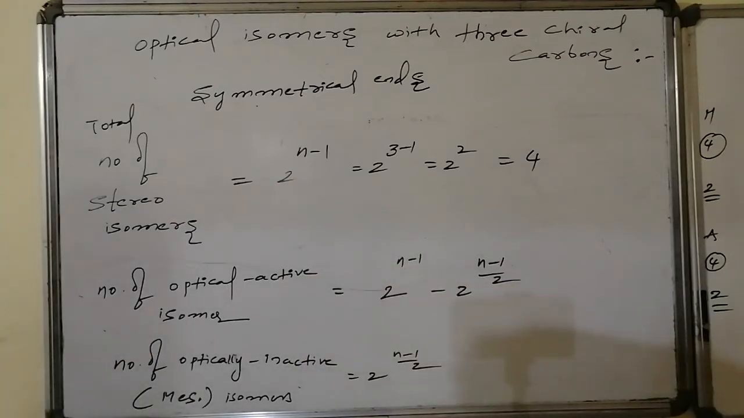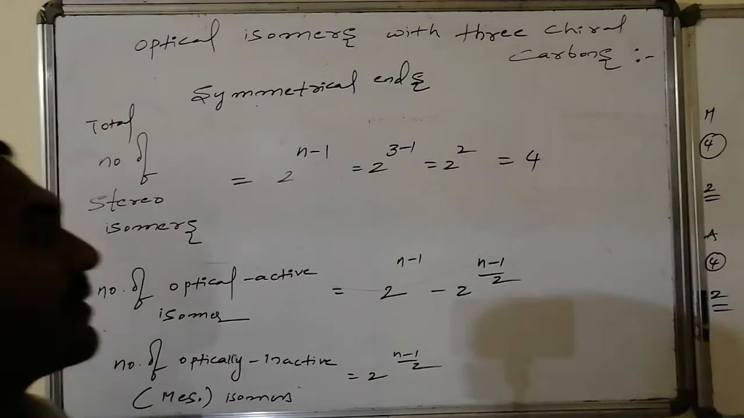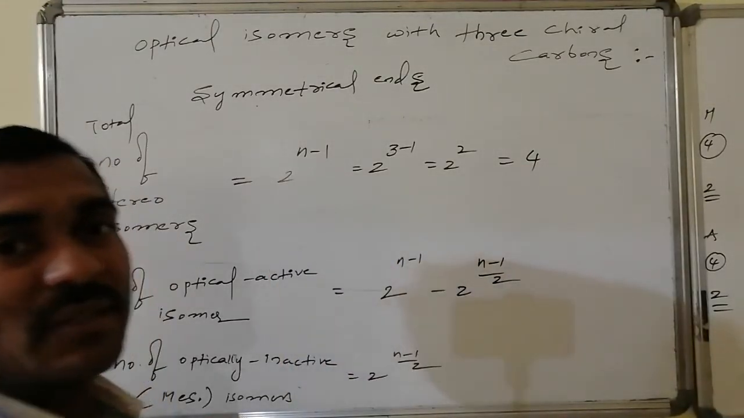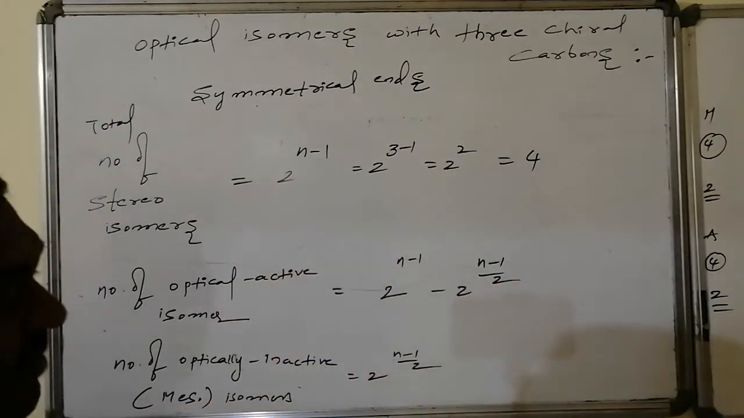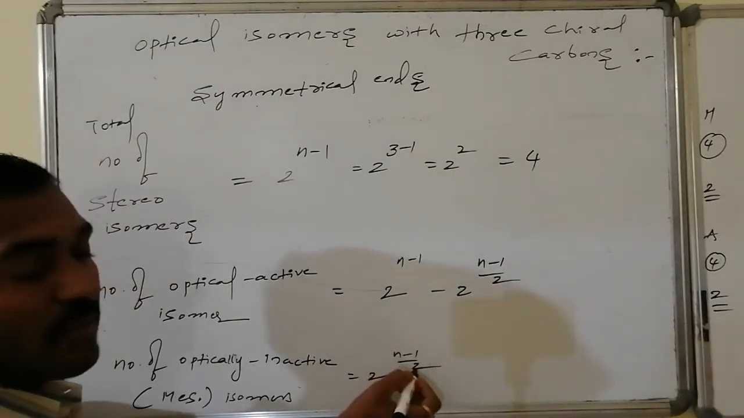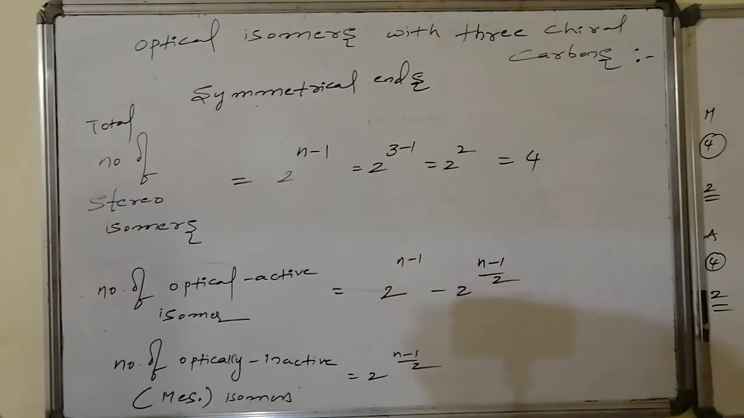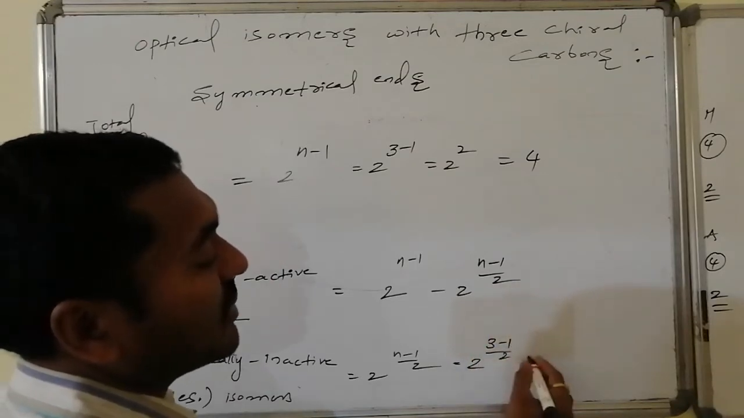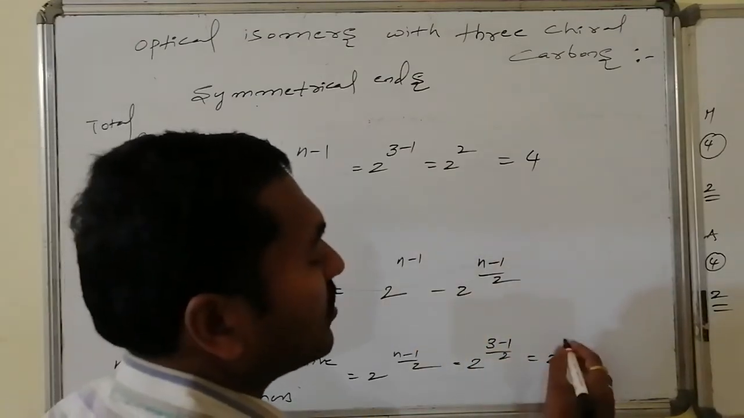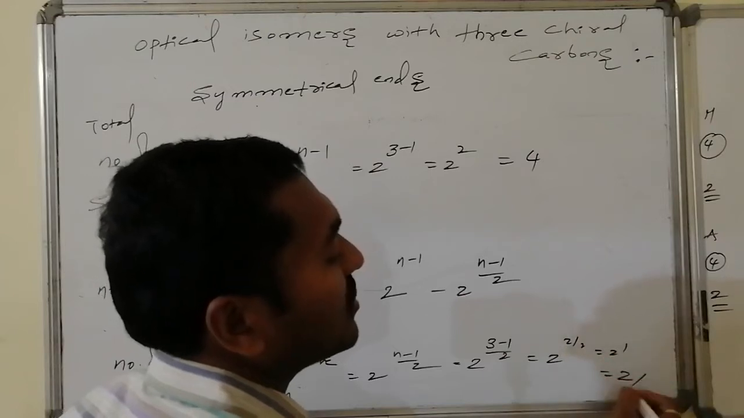Whereas the number of optically active isomers can be given by total isomers minus meso isomers. Let us go for the meso isomers. The number of optically inactive isomers, due to internal compensation by a plane of symmetry in a molecule containing symmetrical ends, can be given by 2 power n minus 1, divided by 2. N is an odd number, odd minus 1 is even, even by 2 is once again a number. Thus you can remember the total number of meso isomers, optically inactive isomers, is given by 2 power n minus 1 by 2. Here, 2 power 3 minus 1 by 2. 3 minus 1 is 2. That is 2 power 2 by 2, equal to 2 power 1, equal to 2 meso compounds obtained.